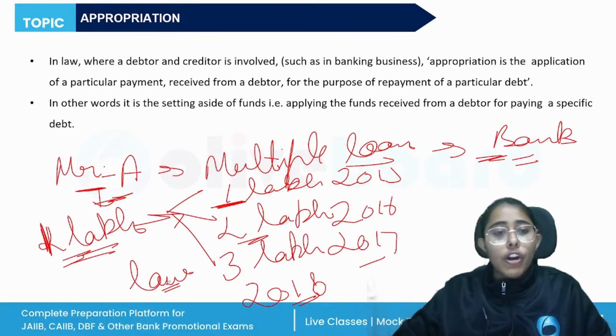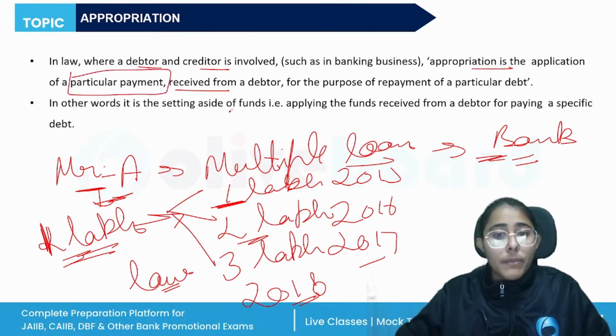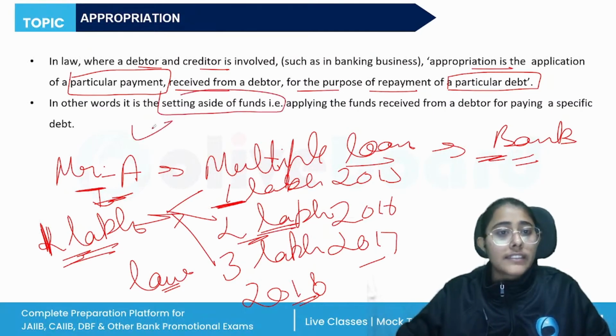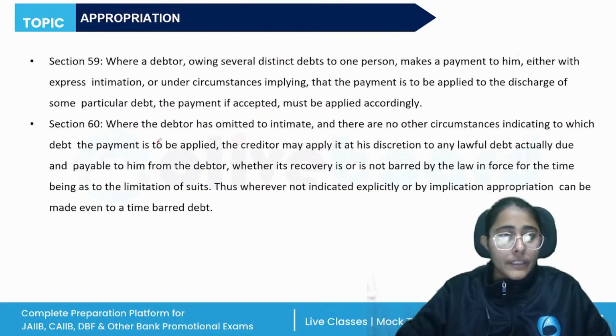So now we see the formal definition. In law, where a debtor and a creditor are involved, appropriation is the application of a particular payment received from a debtor for the purpose of repayment of a particular debt. So the debtor or the borrower is stating that the payment be used to make the repayment of a particular debt. In other words, it is the setting aside of funds. This is the meaning of appropriation. Now, there are three important sections under appropriation: 59, 60, and 61.